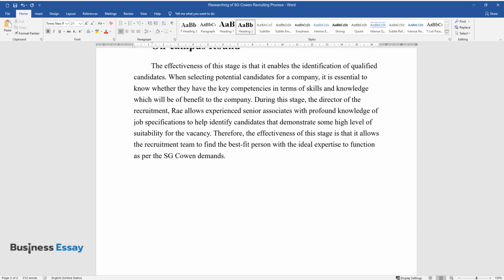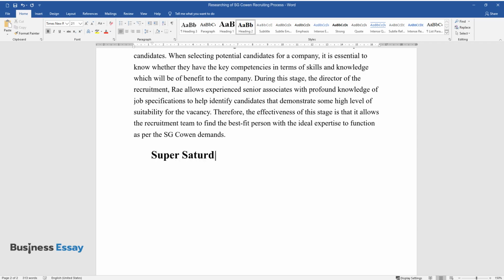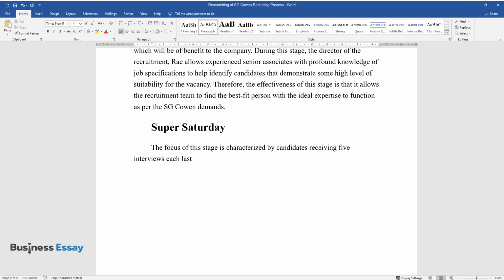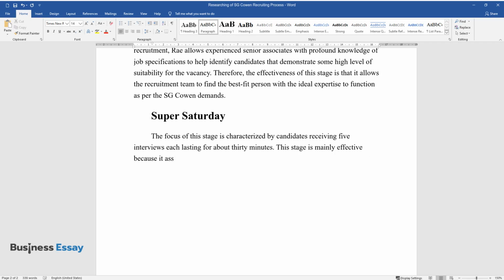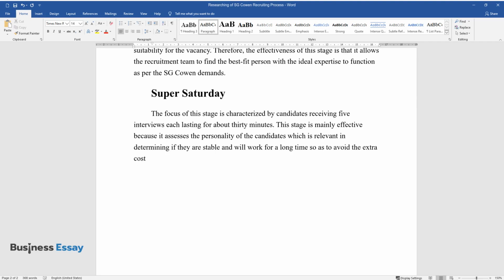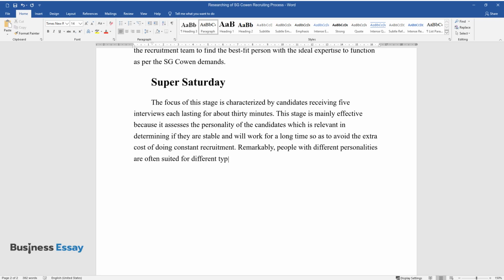Cowen demands. Super Saturday. The focus of this stage is characterized by candidates receiving 5 interviews, each lasting for about 30 minutes. This stage is mainly effective because it assesses the personality of the candidates, which is relevant in determining if they are stable and will work for a long time so as to avoid the extra cost of constant recruitment. Remarkably, people with different personalities are often suited for different types of jobs.